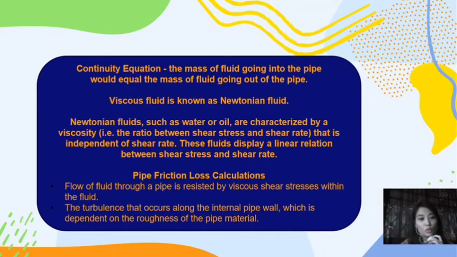But what are Newtonian fluids? They are fluids such as water or oil, characterized by a viscosity, the ratio between shear stress and shear rate, that is independent of shear rate. So these fluids display a linear relation between shear stress and shear rate. Lastly is the pipe friction loss calculation. The flow of fluid through a pipe is resisted by viscous shear stresses within the fluid and the turbulence that occurs along the internal pipe wall, which depends on the roughness of the pipe material. So that's all from me.